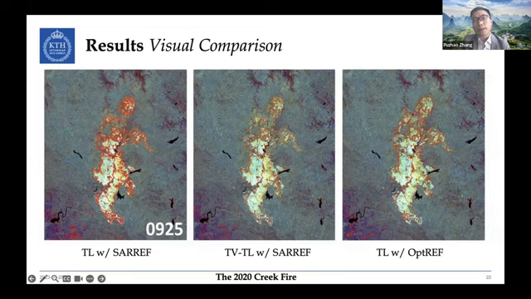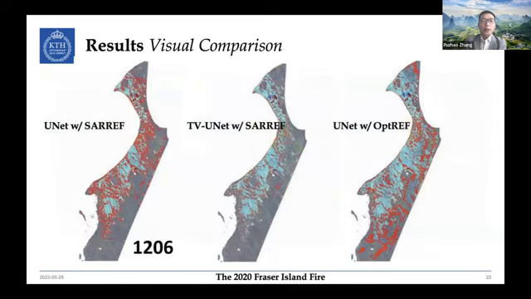But optical definitely can detect more burn areas than the SAR reference based, maybe like the low burn severity areas, because SAR is not sensitive to small changes caused by slight burning. And in another area, we can see a similar phenomenon, but optical very significantly overestimates the burn areas in these results.